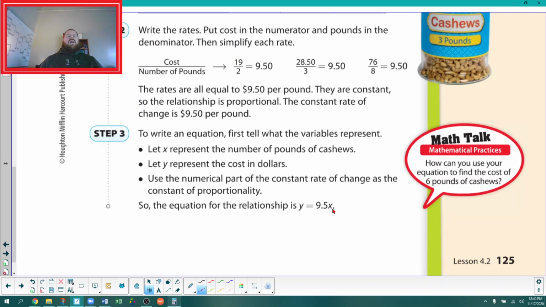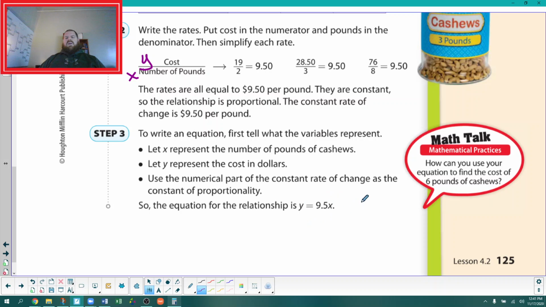We would say we're going to let x be the number of pounds and y be the total cost. Again, always in these fractions, we have y over x. And that's going to be a very common theme for a while. So we're looking at y over x. So we've got x is the number of pounds of cashews, and y is the cost in dollars. Since the rate of change was constant, we can write the equation y equals 9.5x.